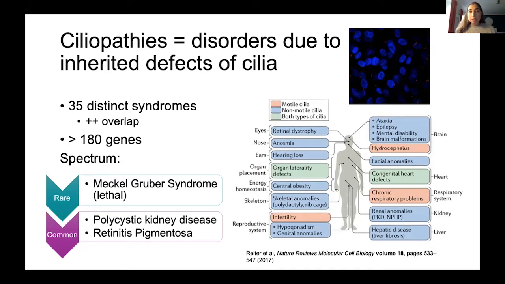There are over 35 different ciliopathy syndromes, which have significant genetic and clinical overlap caused by mutations in more than 180 genes. Most of these are recessive conditions. They form a quite wide clinical spectrum, from embryonic lethal rare conditions like Meckel-Gruber syndrome, right through to more common single system disorders, including polycystic kidney disease and retinitis pigmentosa, which affect more like 1 in 400 to 1 in 500 individuals. And on the right, you can see the spectrum of common features in ciliopathies, which include retinal dystrophy, brain malformations, developmental delay, skeletal abnormalities, kidney problems, and lots else.